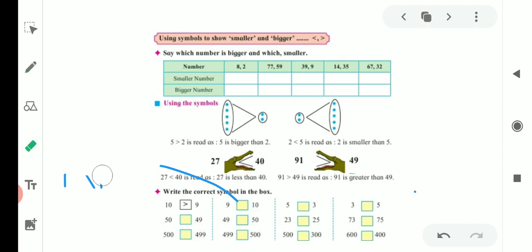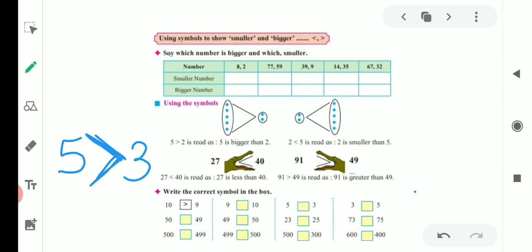Next. 5 and 3. Two numbers are given. So you will write 5 is greater than 3, because 5 is greater than 3. So the opening of the mouth, this sign will come over here, because the mouth is open towards the greater number. So write here 5 is greater than 3.